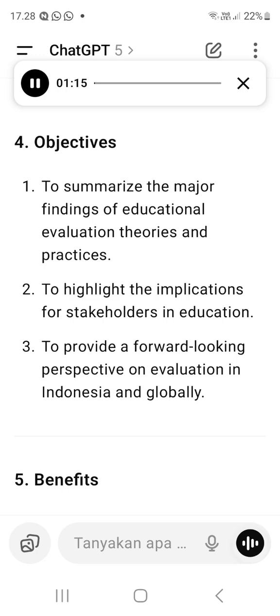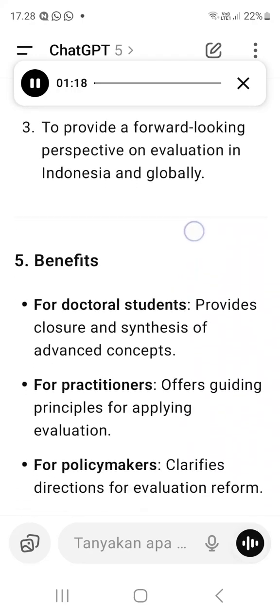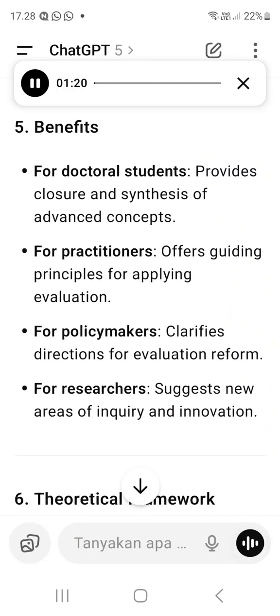Benefits. For doctoral students, it provides closure and synthesis of advanced concepts. For practitioners, it offers guiding principles for applying evaluation. For policymakers, it clarifies directions for evaluation reform. For researchers, it suggests new areas of inquiry and innovation.